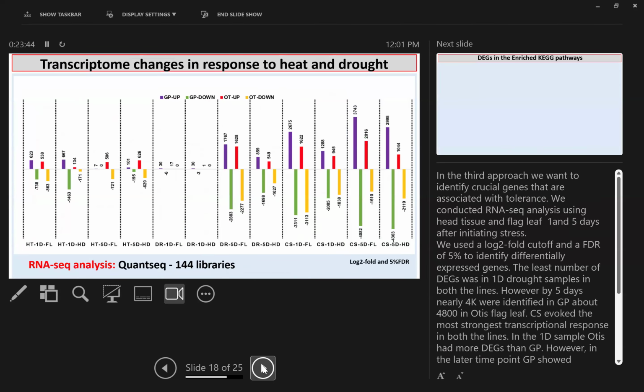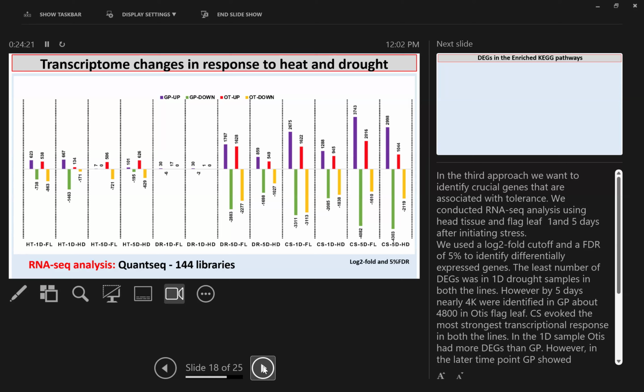We also undertook a very extensive RNA-seq analysis. I think I've talked about this in the previous part, but I will point out some new things that we think are relevant in the context of climate change here. So we did RNA-seq using flag leaves and also the head tissue, 1 day and 5 days during the stress. And this is in Golden Promise and Otis. We did this with heat alone, with drought alone, and in a combination of heat and drought. And what you're seeing on this chart is just the number of differentially expressed genes, how many genes are going up and how many genes are coming down.